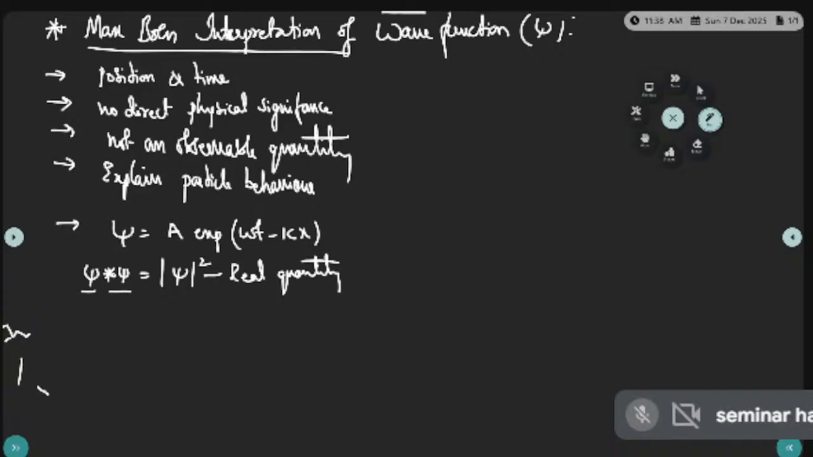It does not have any physical meaning by itself. If you want to make it real with physical meaning, we have to multiply with the conjugate, then we get mod of psi square, which gives physical meaning. Next.